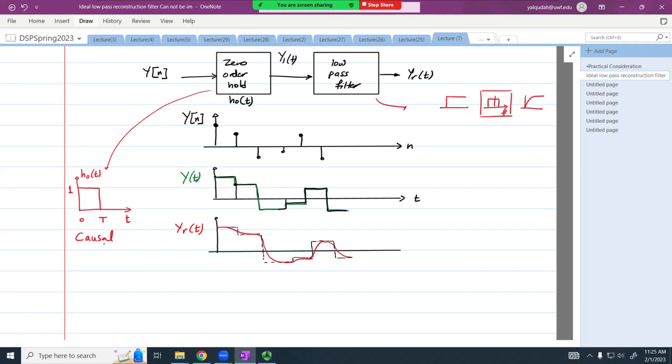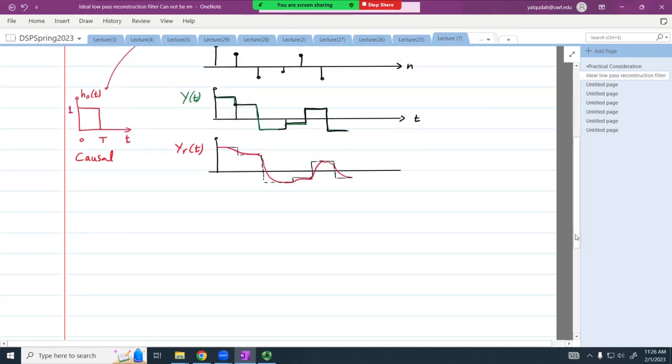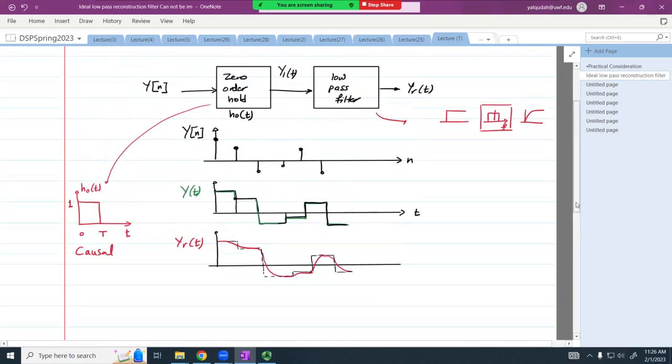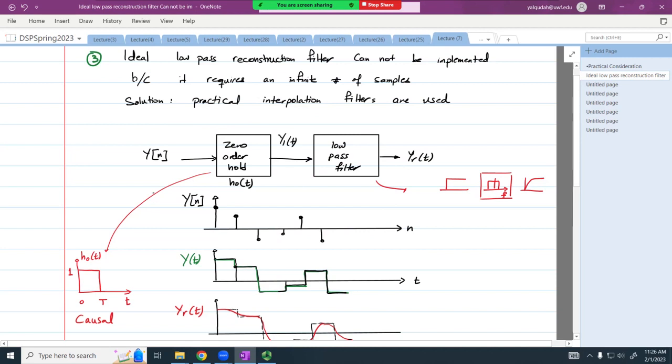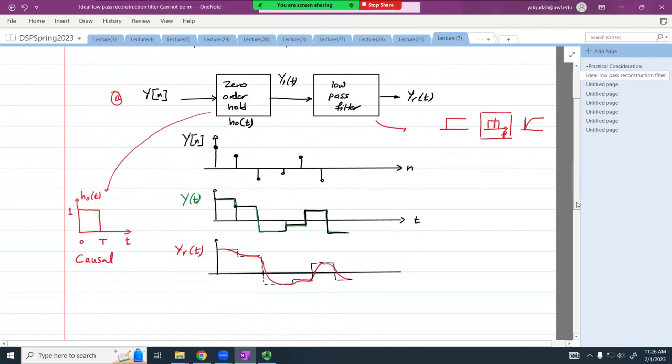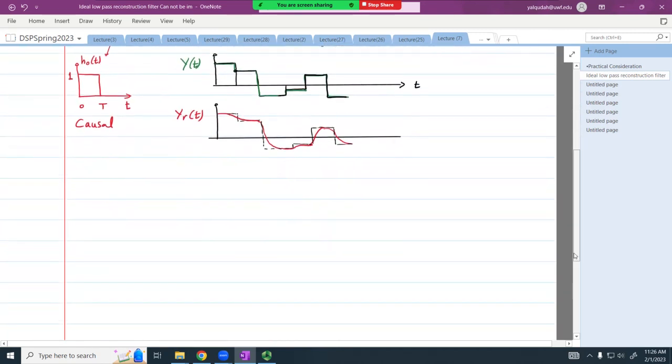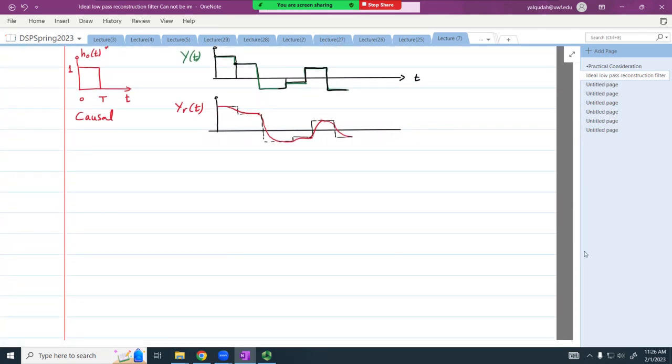And this is what the output of the zero order hold would look like. Whatever value you give me at the input, I'm going to hold it for you. That's why it's called zero order hold. It holds that value for t seconds. That makes sense. Okay. So this is one way of bypassing or removing the low pass filter in the generation.